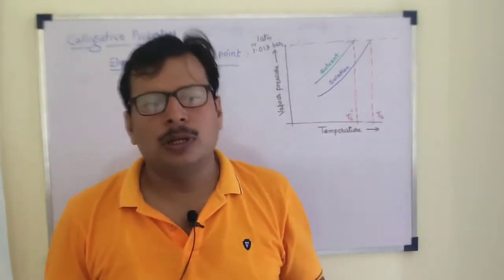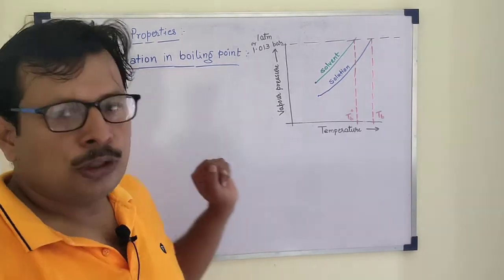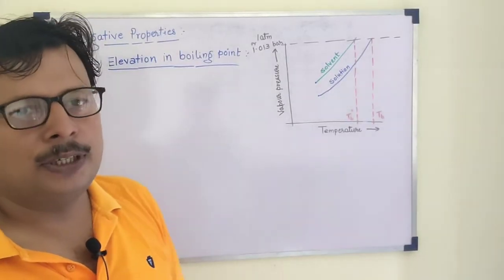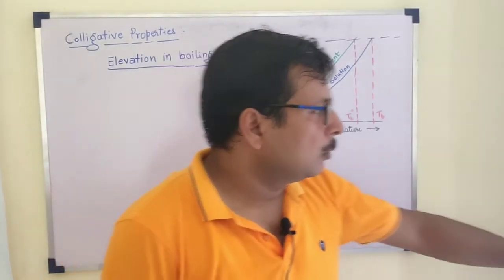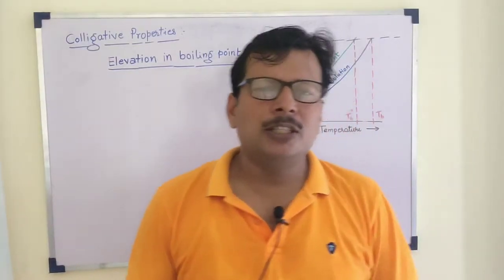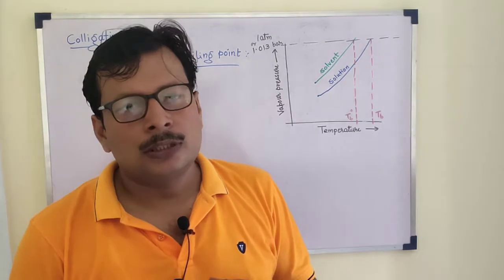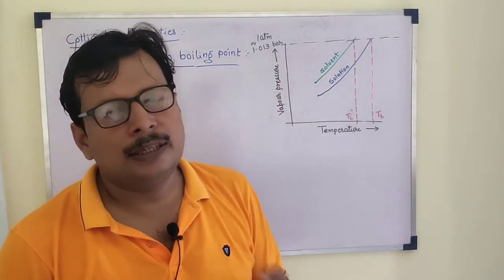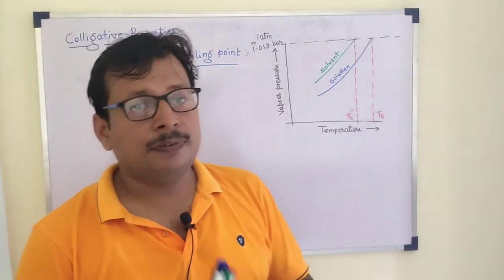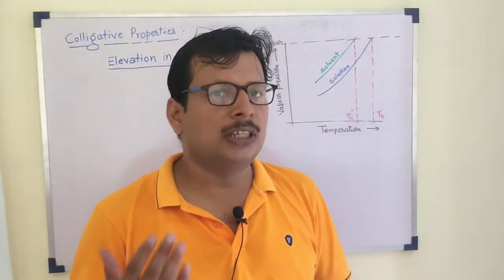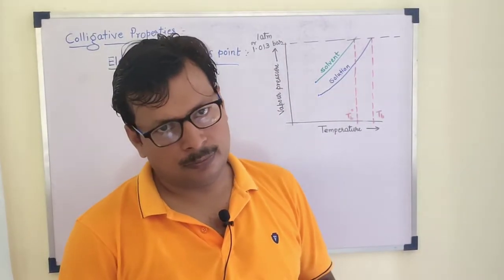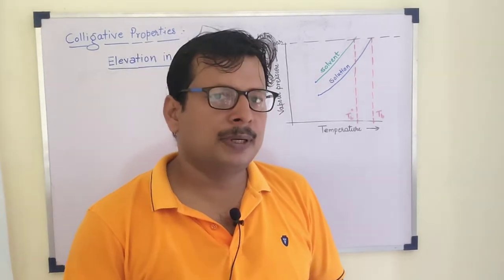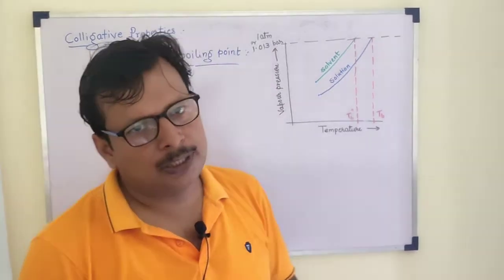बच्चों, today I am going to take another colligative property, that is elevation in boiling point. What is colligative property? Such property which depends on the number of particles. If the number of particles of solute increases, that colligative property also increases. Okay? For example, there are 4 colligative properties.